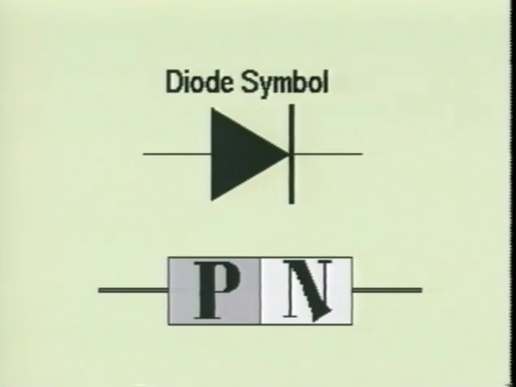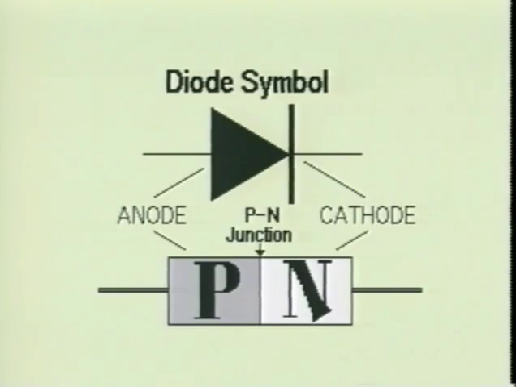A semiconductor diode will consist of both p-type and n-type semiconductor materials which are joined together. Here we see the schematic symbol of a general-purpose diode. As you may have noticed, the p material forms the anode and the n material forms the cathode. Where the two materials are joined is called the p-n junction.